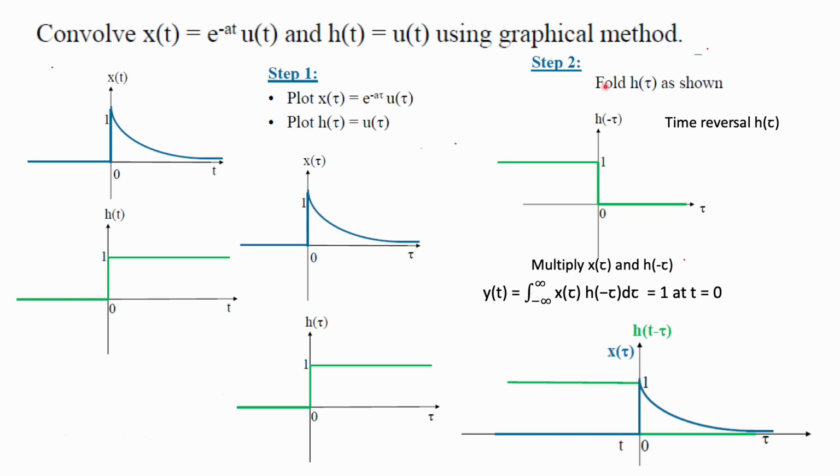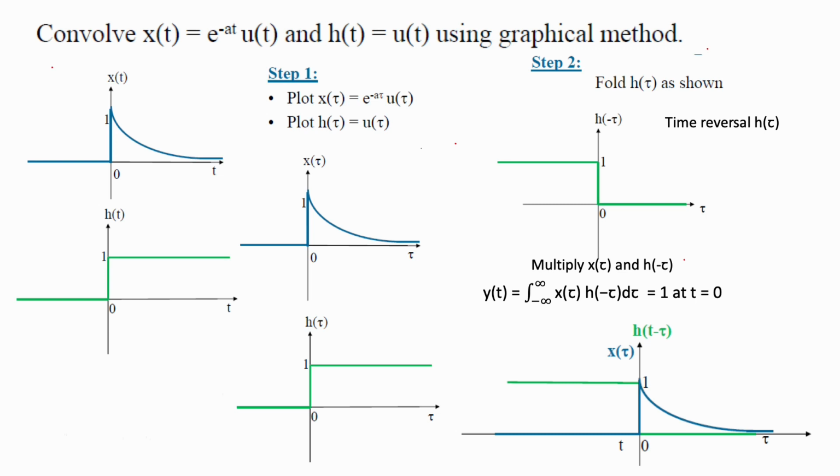The second step, fold h of tau as shown. Folding is nothing but the time reversal operation. So you take h of tau. Already I told you, time reversal is nothing but a mirror reflection about the origin. So you will get the reflected signal, or time reversal. Now you multiply x of tau and h of minus tau. So the x of tau is here, h of minus tau is here. Multiply these two, we will get this answer.